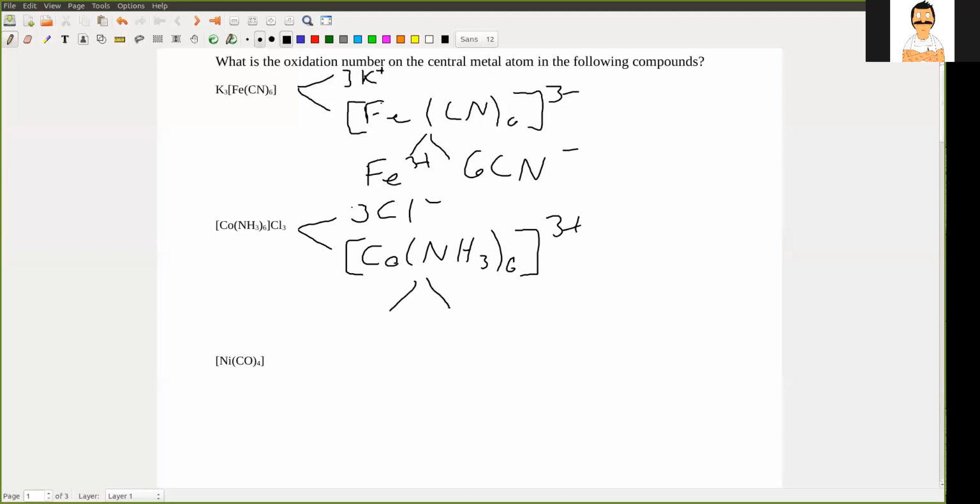And we again want to split up the species inside of the brackets. So there's 6 ammonias and 1 cobalt. But ammonia doesn't have a charge. It doesn't lend any imbalance of charge to the coordination compound. So that means that the cobalt contributes entirely to the overall charge on the coordination compound. So this would be cobalt 3+. So the oxidation number or oxidative state would be 3.